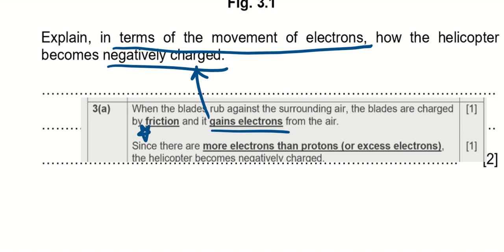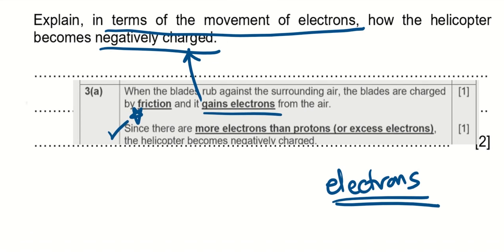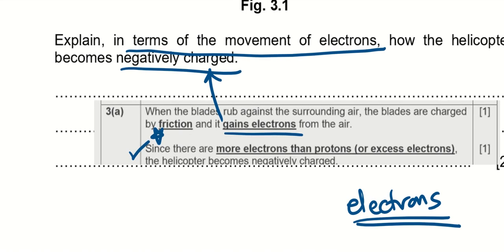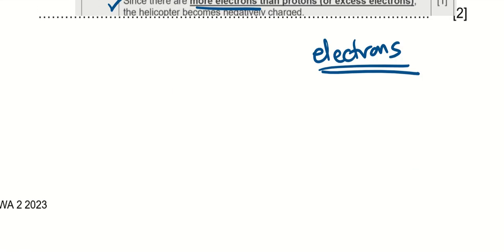And remember, for static electricity, you can only mention the movement of electrons. You cannot in your answer imply or state that protons move, because that is not possible. Then you follow up with this statement, which is actually what I talked to you all about in your tutorial. Why it becomes negatively charged, other than the movement of electrons from the air into the helicopter. Now you need to say that there are more electrons than protons, to conclude that that's why the helicopter becomes net negative charge.